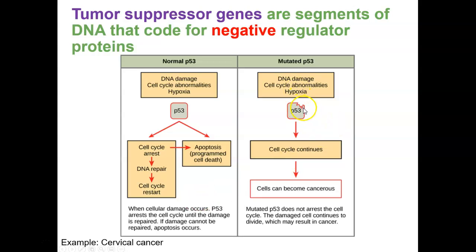But if the p53 gets mutated or broken through a gene mutation, it's going to make an abnormal protein. And when these same DNA damage or cell cycle abnormalities occur, this p53 is no longer able to stop the cell cycle. Cells will continue to go through the cycle and make more and more of themselves. These cells can then become cancerous and form tumors. A mutated p53 doesn't stop the cell cycle. An example of this occurs in cervical cancer.